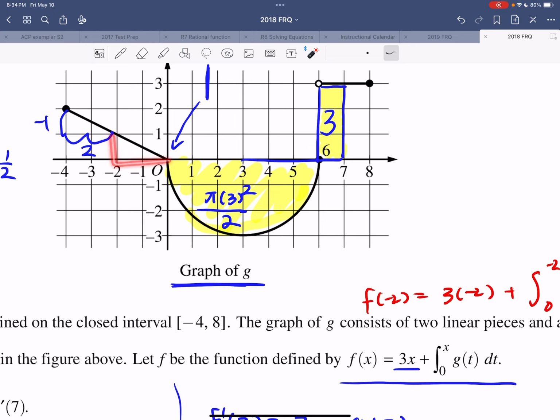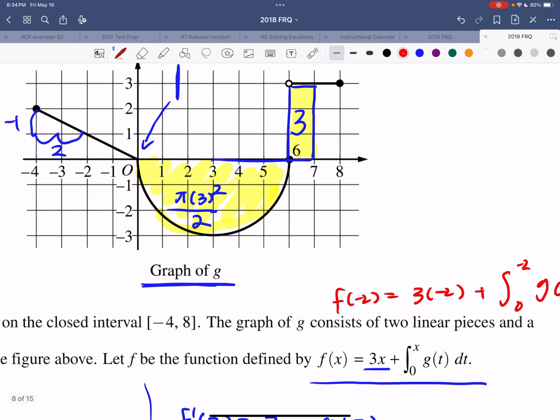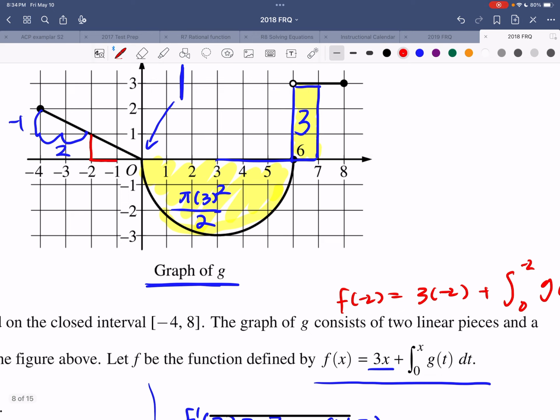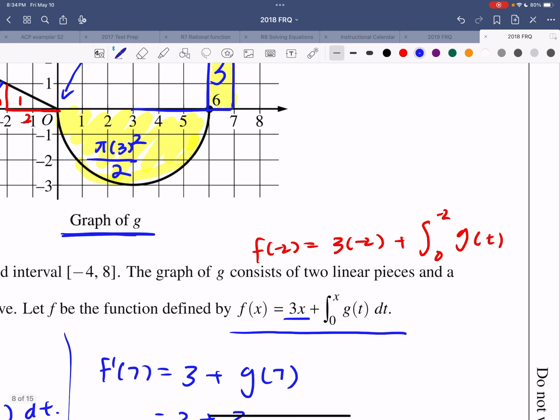So here, 0 to negative 2. What's the area? Because the antiderivative means area under the curve. So this one is going to be 2. So base is 2, height is 1, divided by 2, times 1 is 2, divided by 2 is going to be 1. So this is going to be 1, but do you see 0 to negative 2 is the opposite sign? So that should be negative 1. Plus 3 times negative 2 is negative 6. So that's going to be negative 7.